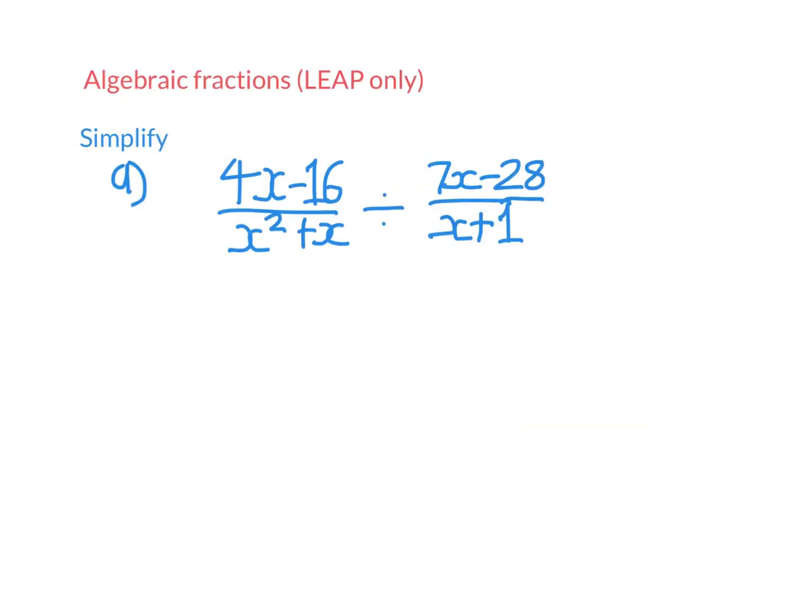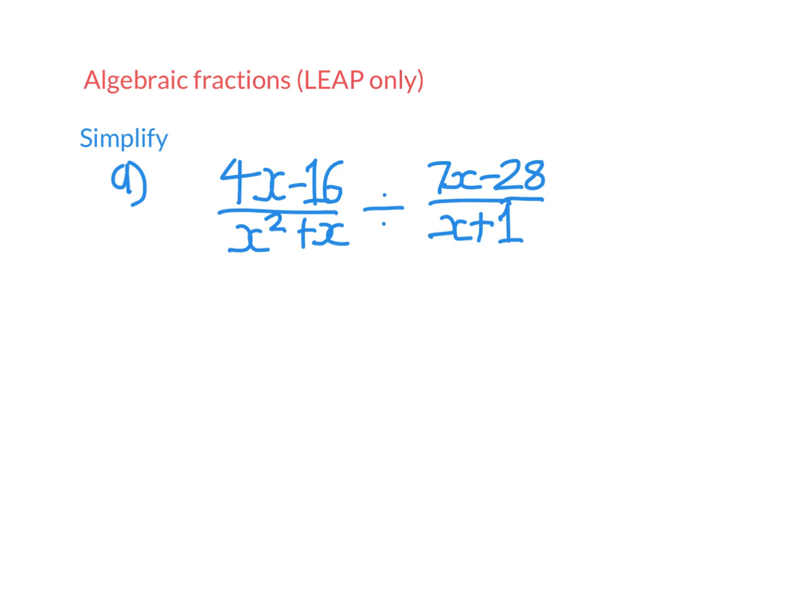So algebraic fractions are just like normal fractions, but they have pronumerals in them. We need to be able to simplify them, so I'm going to do that first with a multiplication division question. So we have one algebraic fraction divided by another. In order to simplify, first look if anything can be factorized. It turns out I can factorize these three expressions.